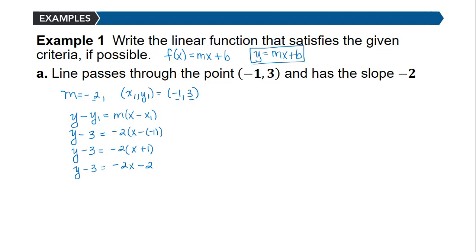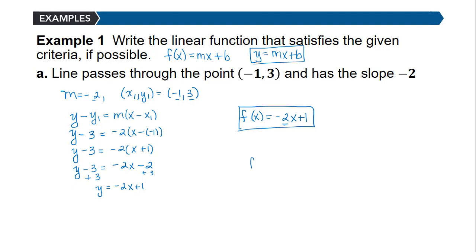Then, to solve for y, we will add 3 to each side. So y is equal to negative 2x plus 1. In function notation, we get f of x is equal to negative 2x plus 1. Now we can see right away our slope is the coefficient of x, which is negative 2. We also need to check by confirming that the point negative 1, 3 satisfies this equation.